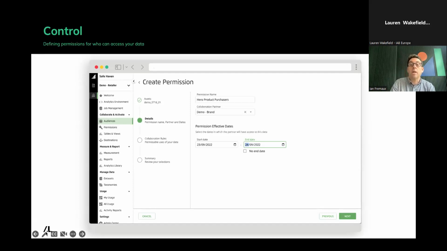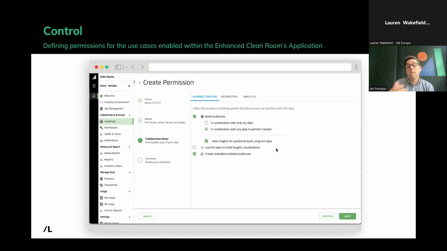Initially, I'm going to say, okay, who am I going to permission my data to? This is from my demo system, so I'm going to permission data to my demo brand, but for how long? Do they need it forever or only for the period of the campaign? And then these are the really important bits. What am I going to allow them to do with my data? Do I want them to use it for audience building or not, or just to get insights? And if I allow them to use it for audience building, do I care if they use it for lookalike modeling?